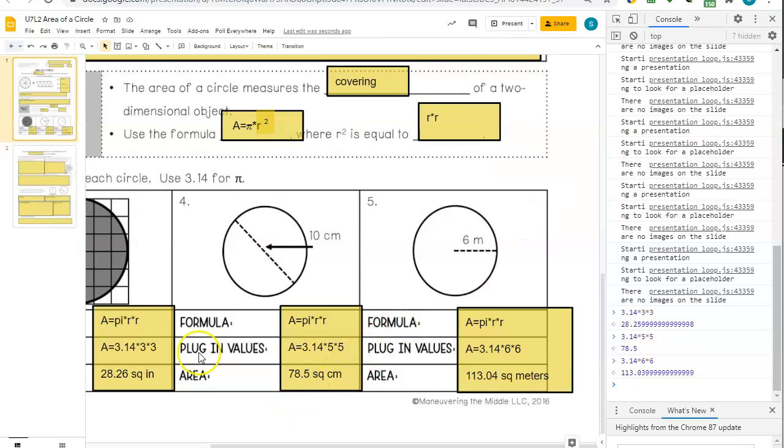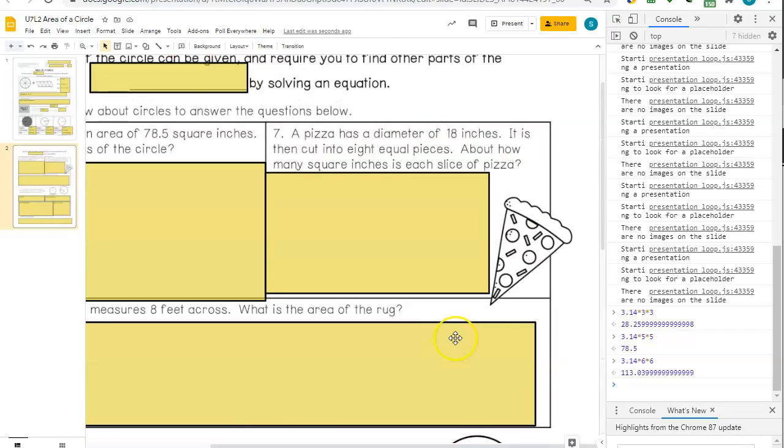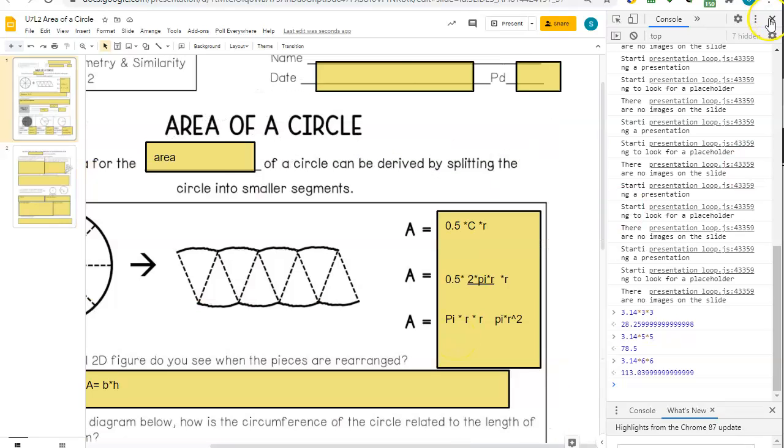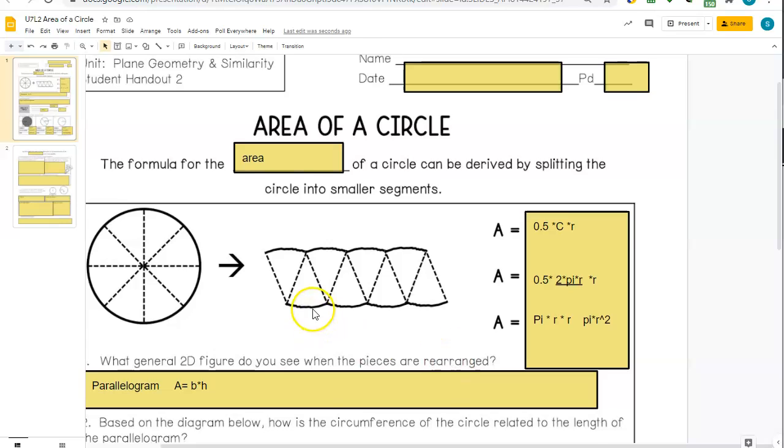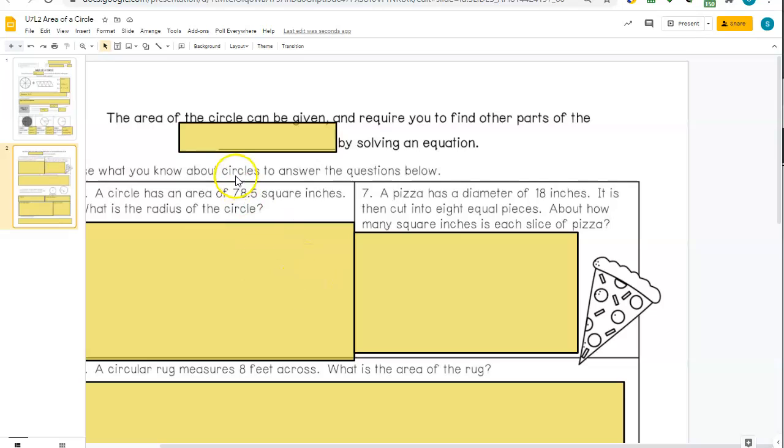Okay, so let's go ahead and go on to page 2. Ooh, word problems. So let's look at these and see if we can figure out how to handle it. Come back and if we have the calculator if we need it. Alright, so the area of a circle can be given and require you to find the parts of the formula by solving the equation.